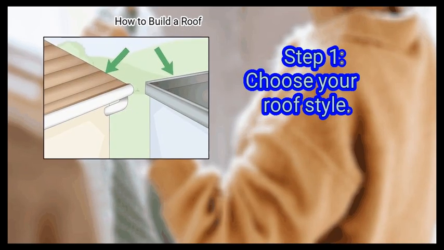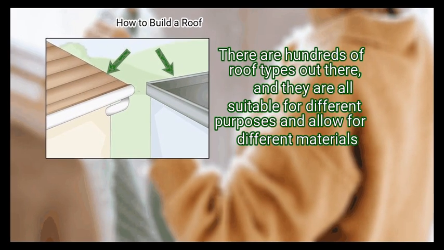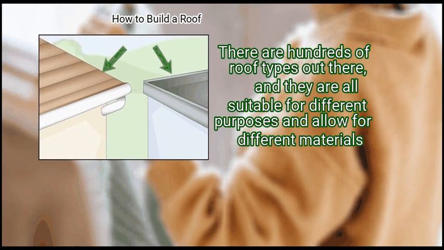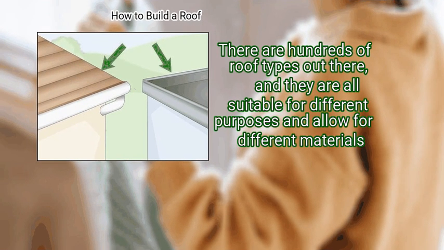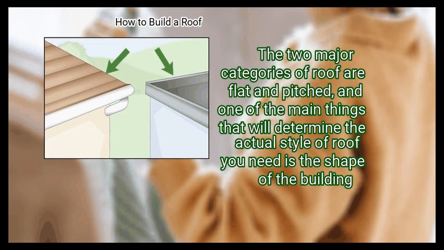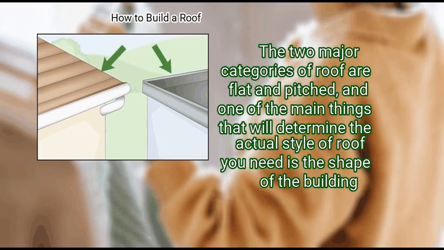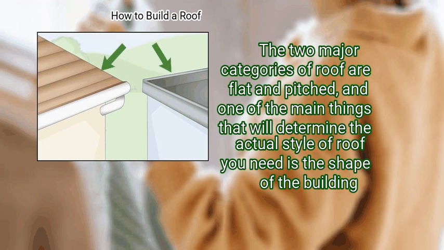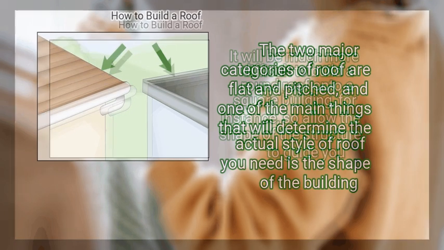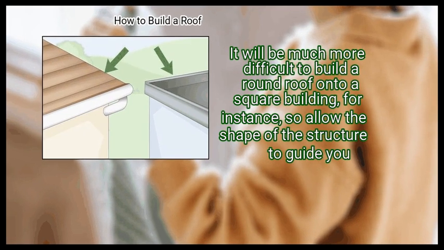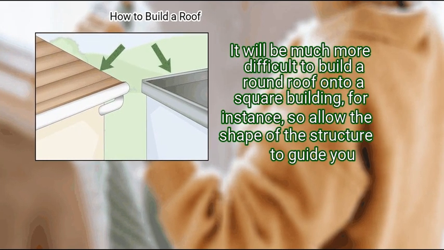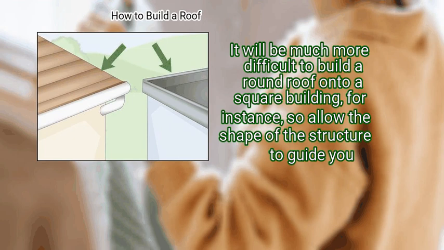First, choose your roof style. There are hundreds of roof types out there, and they are all suitable for different purposes and allow for different materials. The two major categories of roof are flat and pitched, and one of the main things that will determine the actual style of roof you need is the shape of the building. It will be much more difficult to build a round roof onto a square building, for instance, so allow the shape of the structure to guide you.